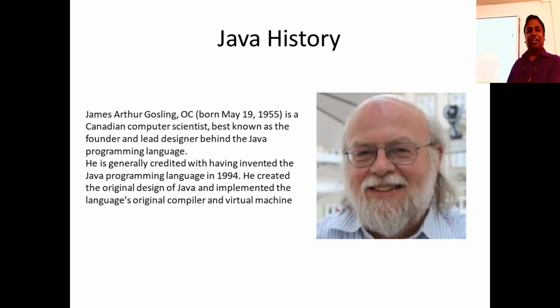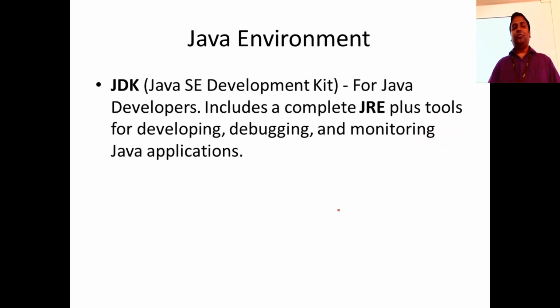Regarding the history of Java, this guy James Gosling is called the father of Java. He invented Java in 1994, and he created the original design of Java and implemented the language, the original compiler and virtual machine. From 1994, Java has gone through various revisions. When you're going to work with Java, what you need on your systems is a Java Development Kit that you have to install.